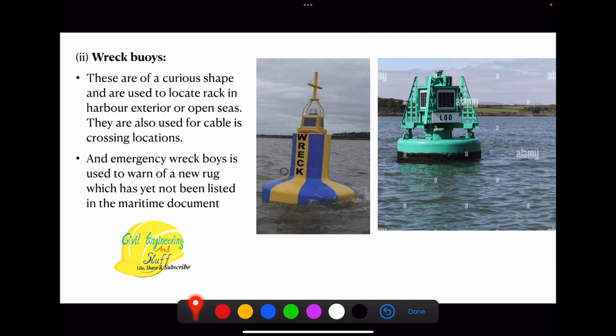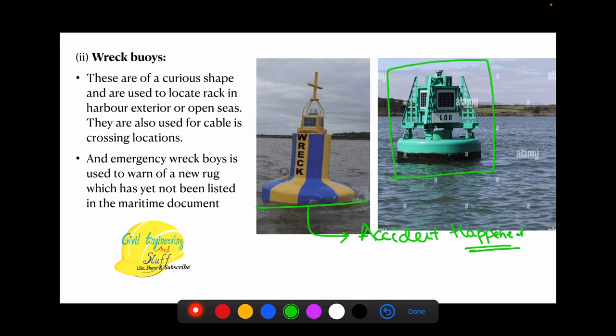Then we have wreck buoys, and wreck buoys are special shaped buoys which are used to indicate the places where an accident has happened, to demark the area where the accident has happened. The wreck buoys also have certain facilities available on them, like they can be GPS enabled. They may have some first aid facility available. And a bit of land area is also available.